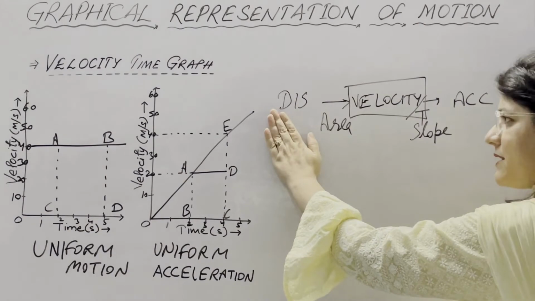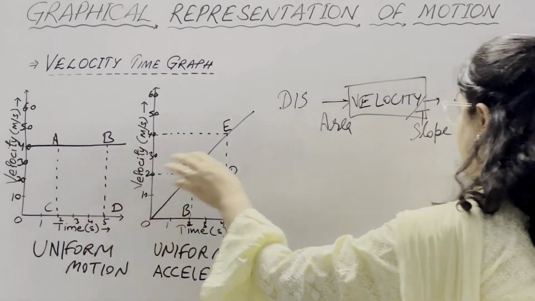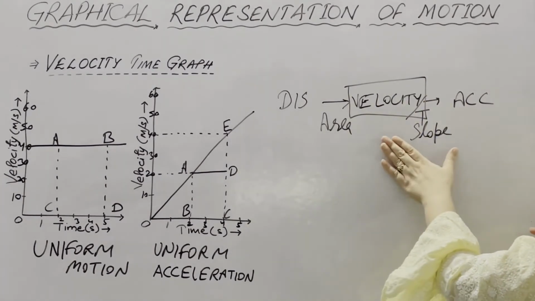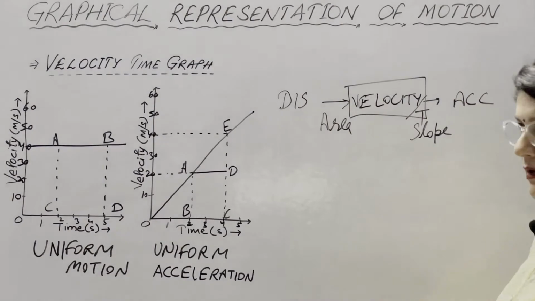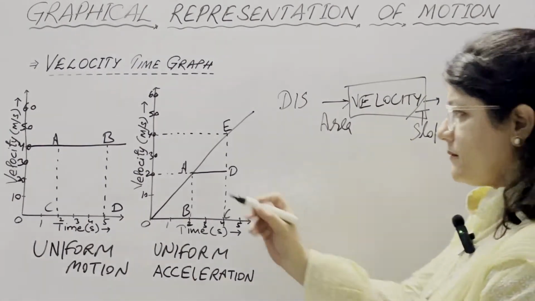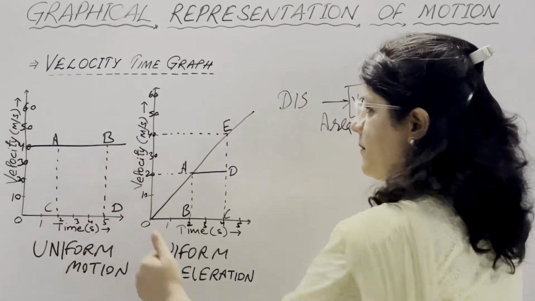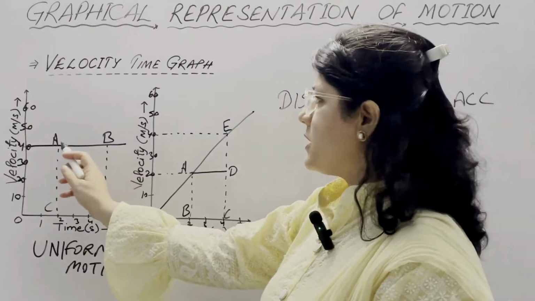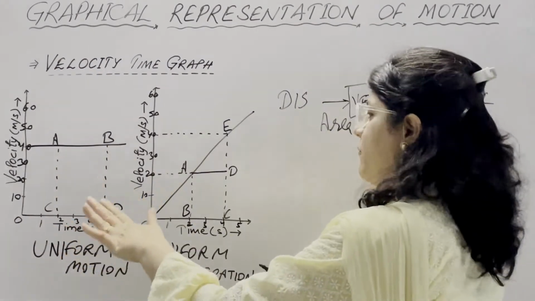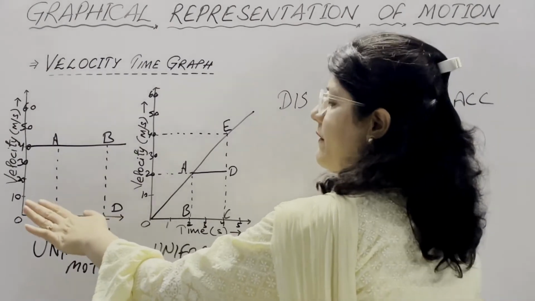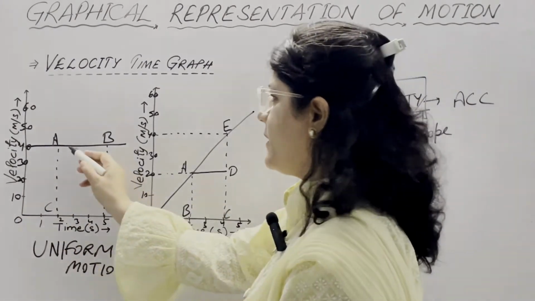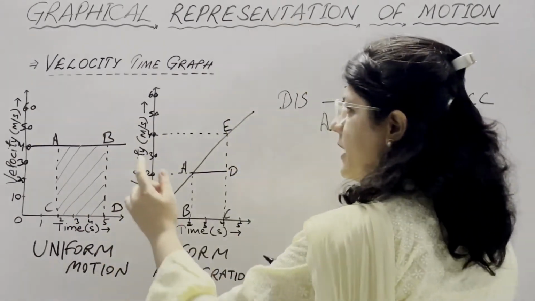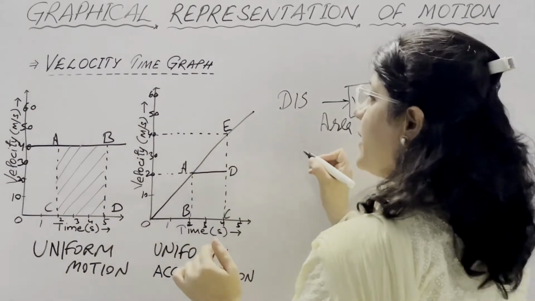If we need to calculate distance, then we find the area of this graph. And if we need to calculate the acceleration from this same velocity time graph, we need to find the slope of the graph. Try to understand these 2 points. Suppose in this velocity time graph, this is uniform motion represented by this line, and we are taking this portion AB. We need to find the distance covered by the object. Then we just need to calculate the area of this portion. And this portion ABCD is a rectangle.